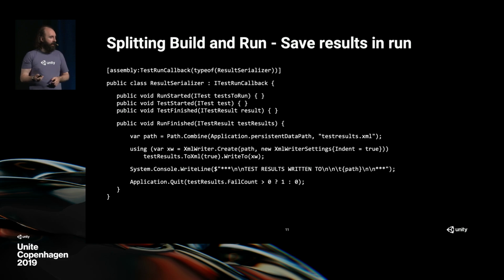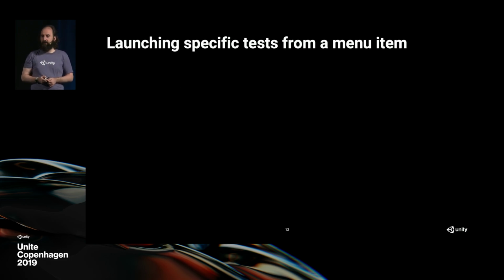Next, let's take a look at launching specific tests from a menu item. Now let's do another quick show of hands. If your project contains a menu item that is called something like validate stuff or check things, raise your hand. Okay, yeah, there's a few. Okay, good. I see this in quite a lot of projects, actually.